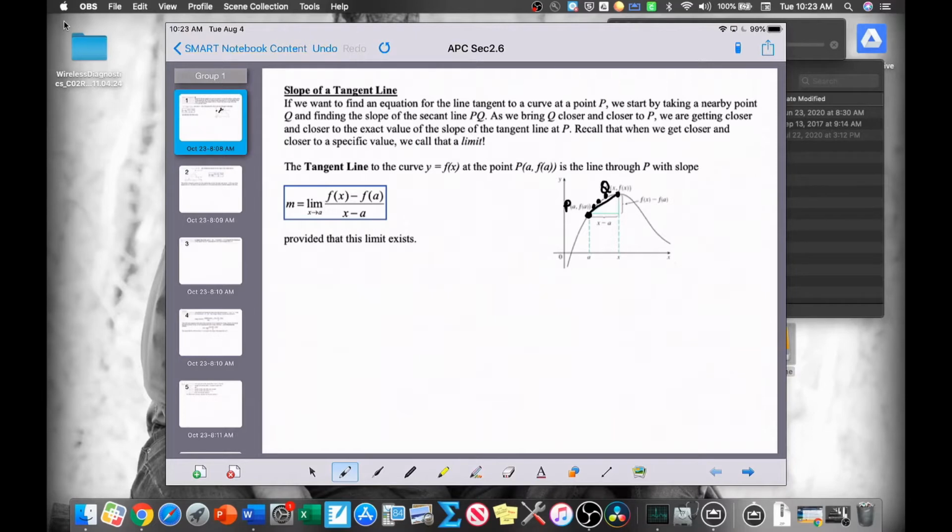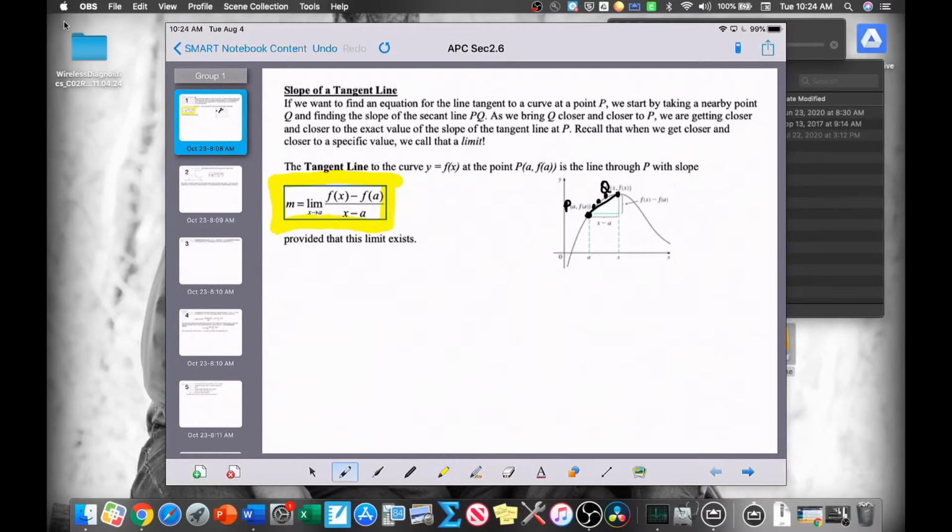So that brings us to this definition here: the tangent line to the curve y equals f of x at the point P, which on our curve is some point x equals a, and then the function is f of a, is the line through P with the slope, the limit as x approaches a of f of x minus f of a over x minus a. And that is provided that this limit exists.